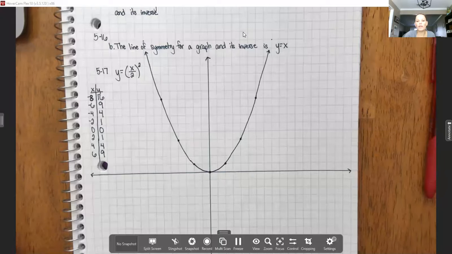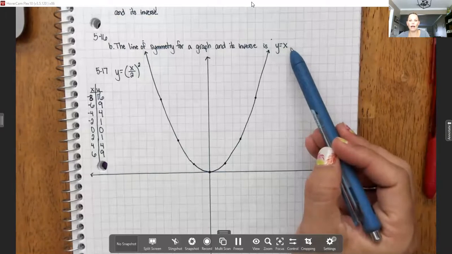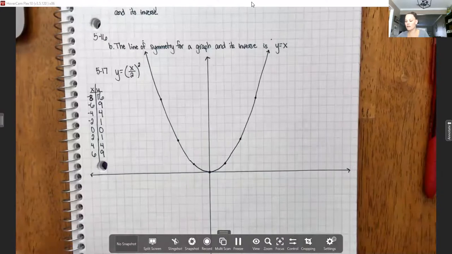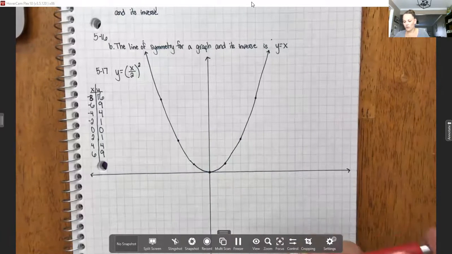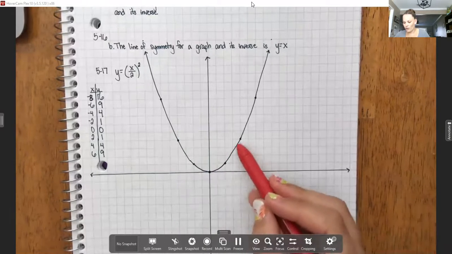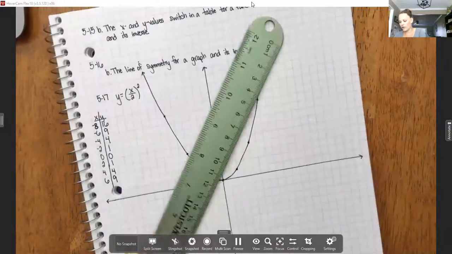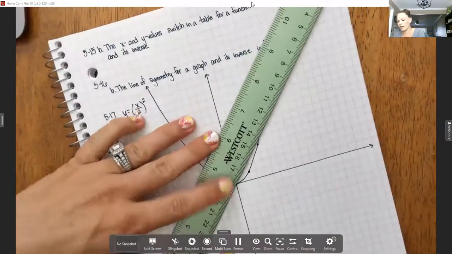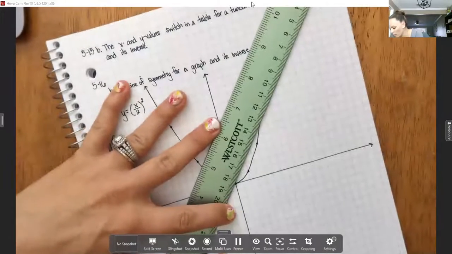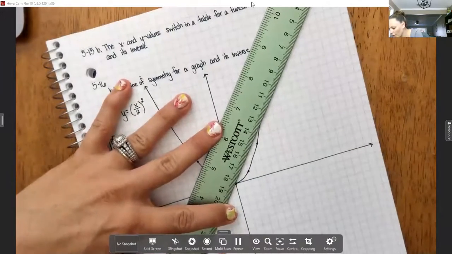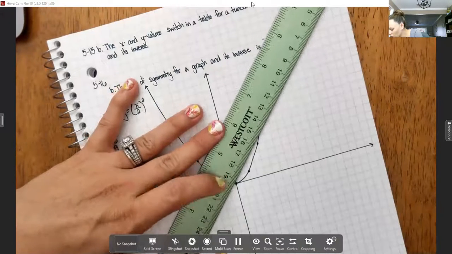So once you get your parabola drawn, you want to draw in the line of symmetry. Remember, the line of symmetry is always going to be y equals x for any of these. So it goes through 1, 1, 2, 2, 3, 3, 4, 4, 0, 0, -5, -5, -9, -9, and so on. So you're going to draw in that line of symmetry.